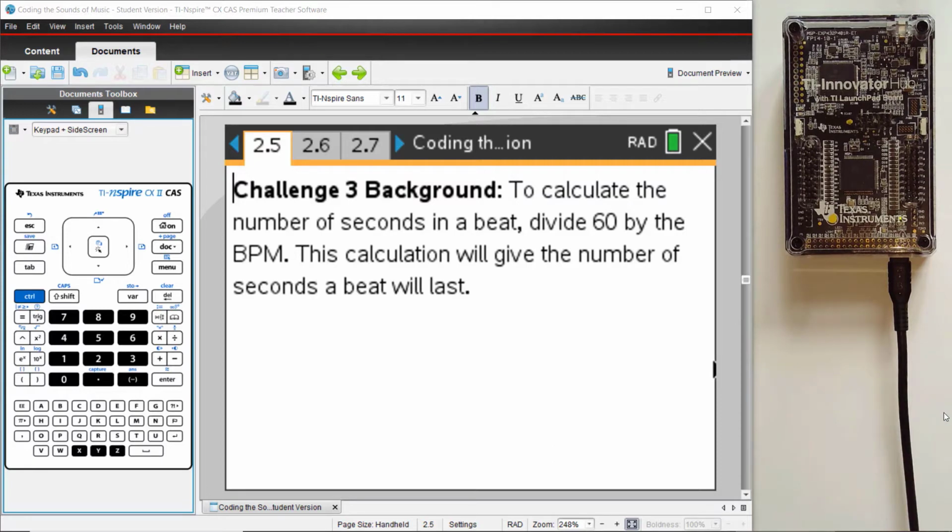Additionally, please navigate to Challenge 3 Background. That's probably on page 2.5. Remember to use Control ClickPad right and Control ClickPad left to navigate. Pause the video now, prepare your calculator, and resume when you're ready.